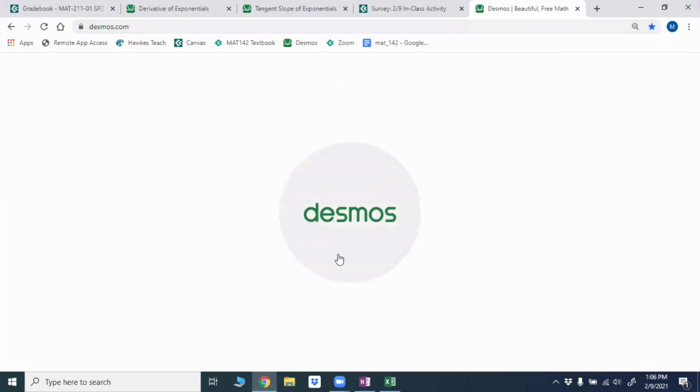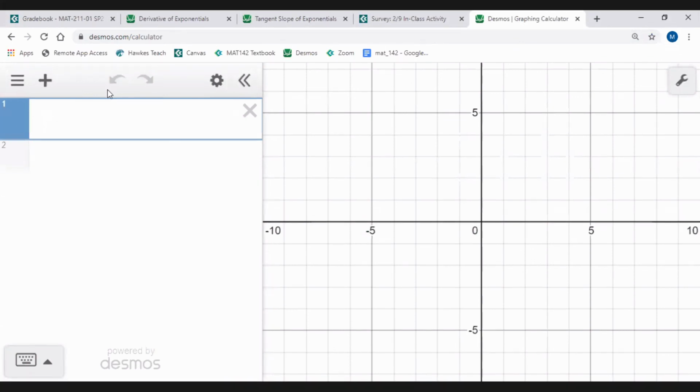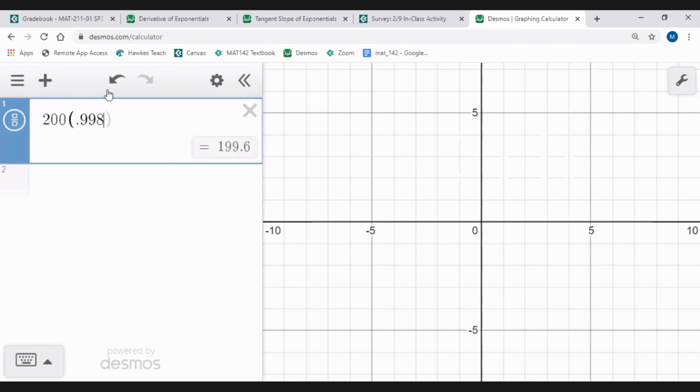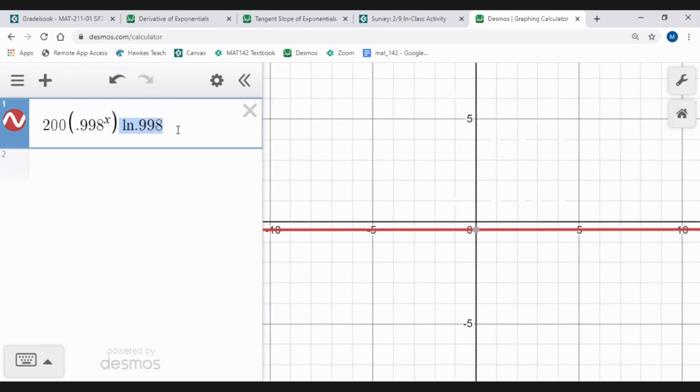Okay. So if we were looking at a graph, our derivative function was 200 times 0.998 to the x times ln 0.998. Why is that natural log looking so weird? Use this.